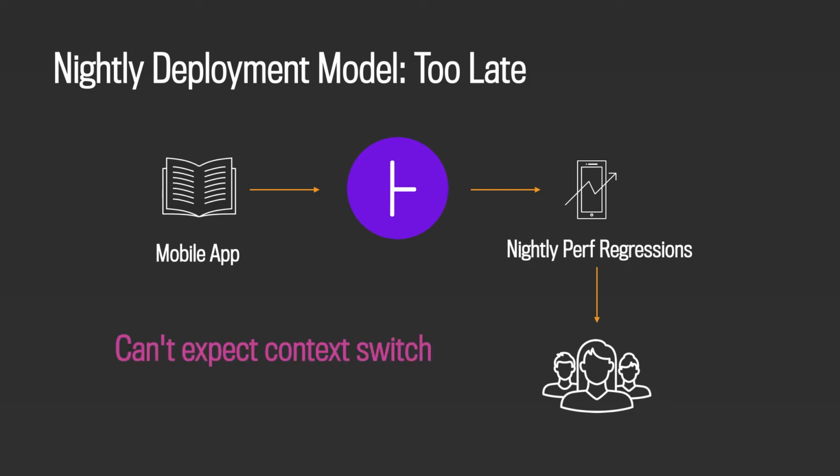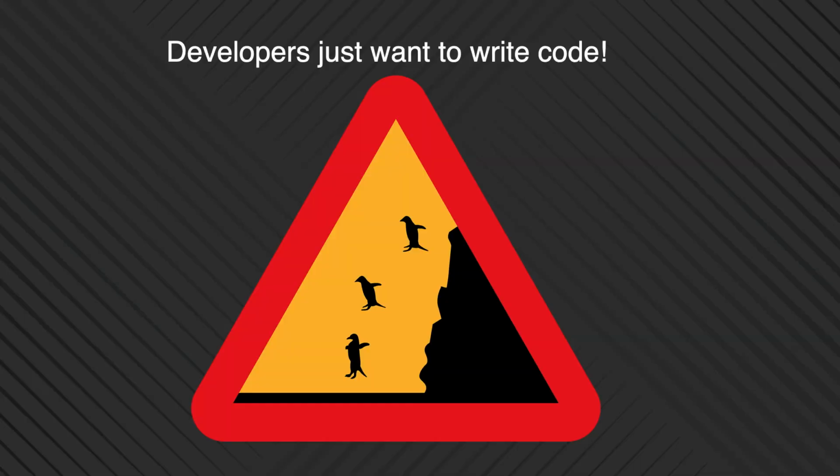Secondly, developers may have already moved on to do different things. We can't expect them to context switch from what they are doing to show them a new issue with a complexity increase. At the end, developers just want to write code. They have no time for an issue from 2 days ago that they already forgot about.